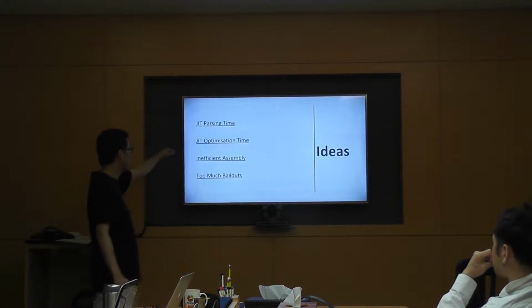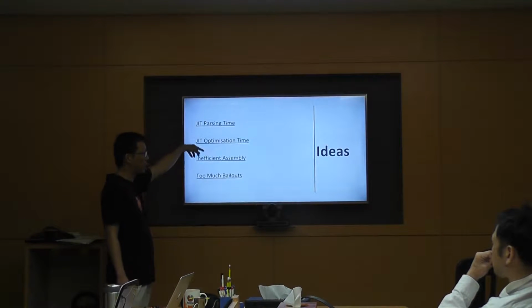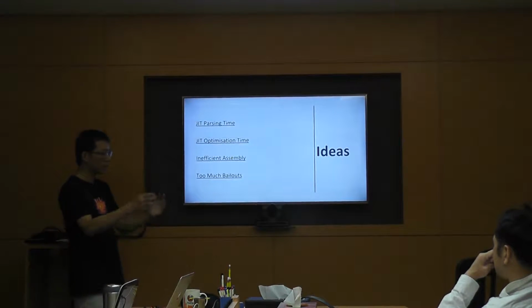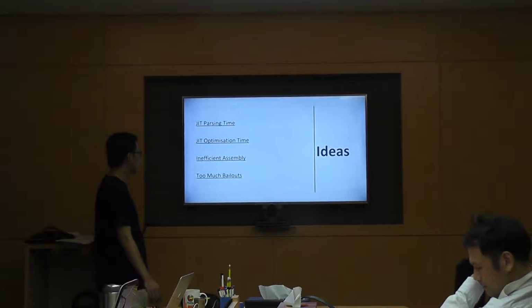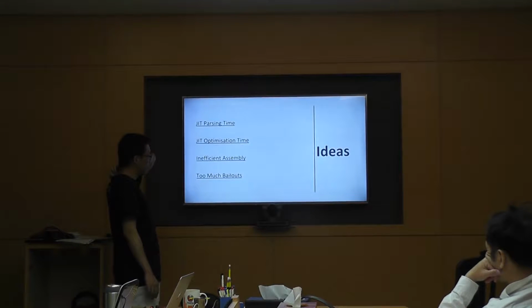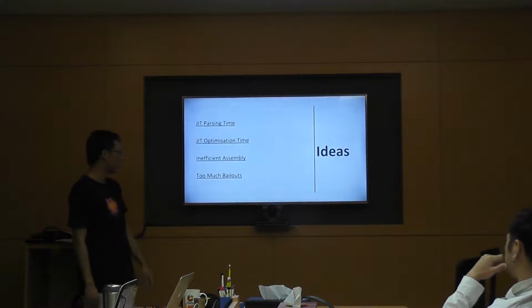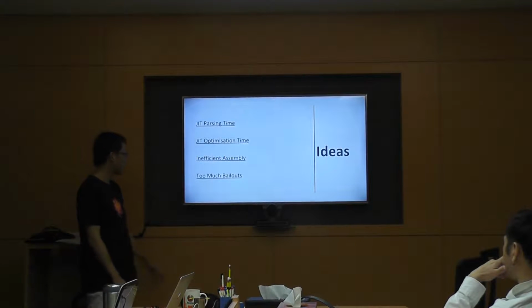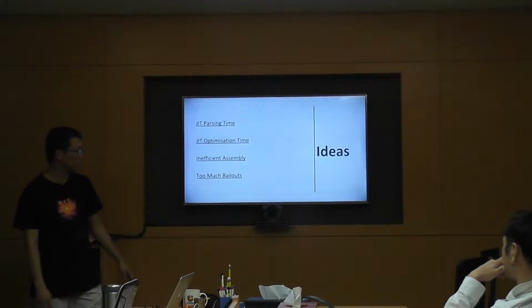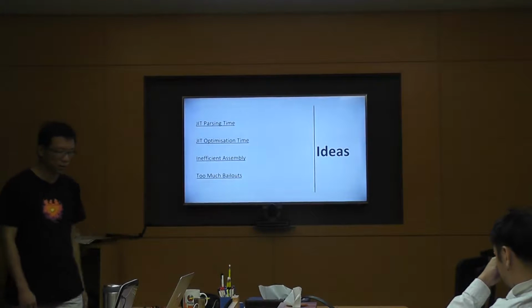So the first thing is the JIT parsing time, because the JIT needs to parse the bytecode to the graph, for example, in IonMonkey. And maybe it does too heavy optimization for that code. Or maybe the assembly generated is inefficient. And maybe there is too much data. So I need to examine these ideas first.